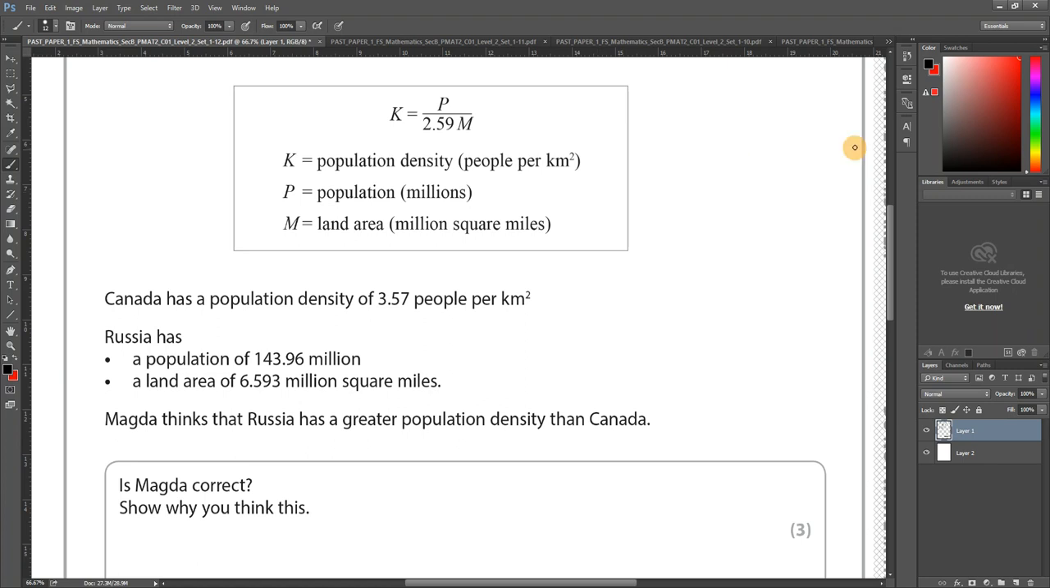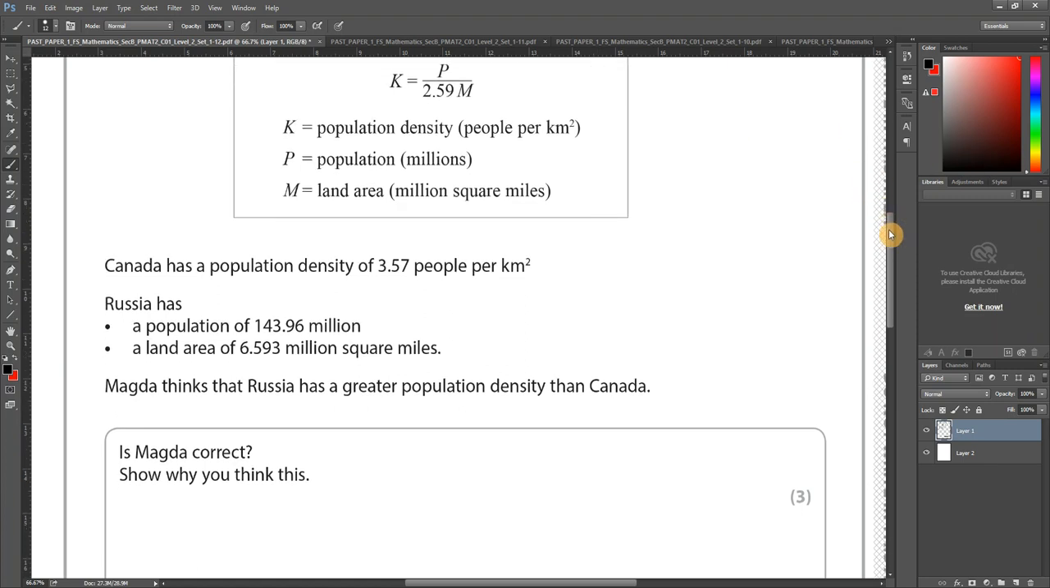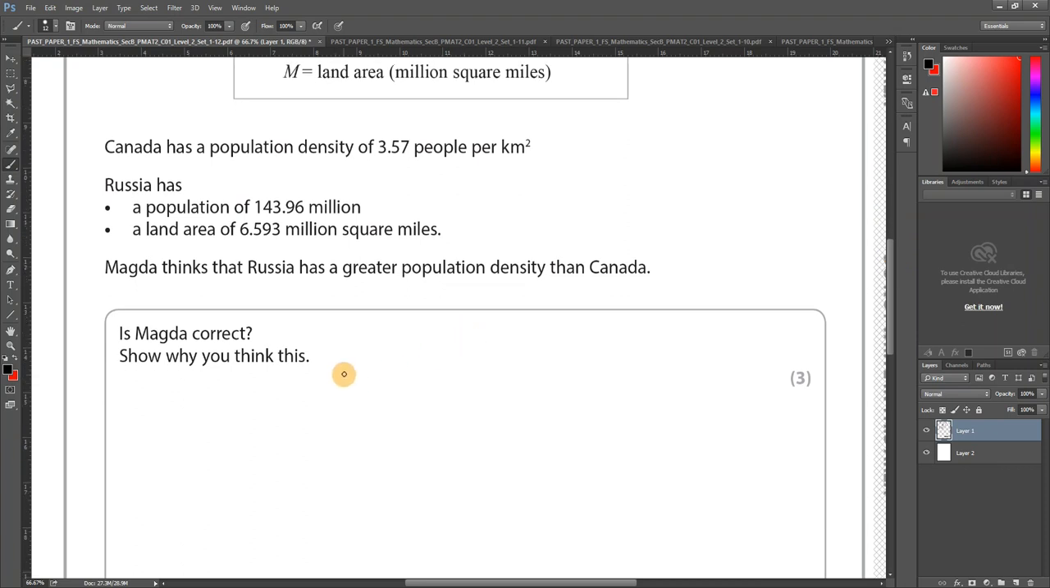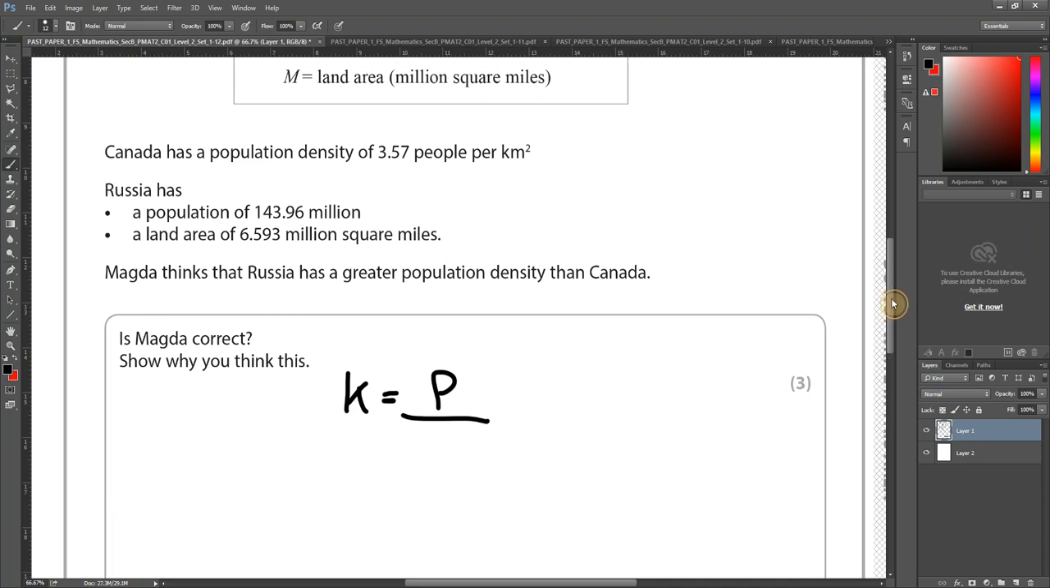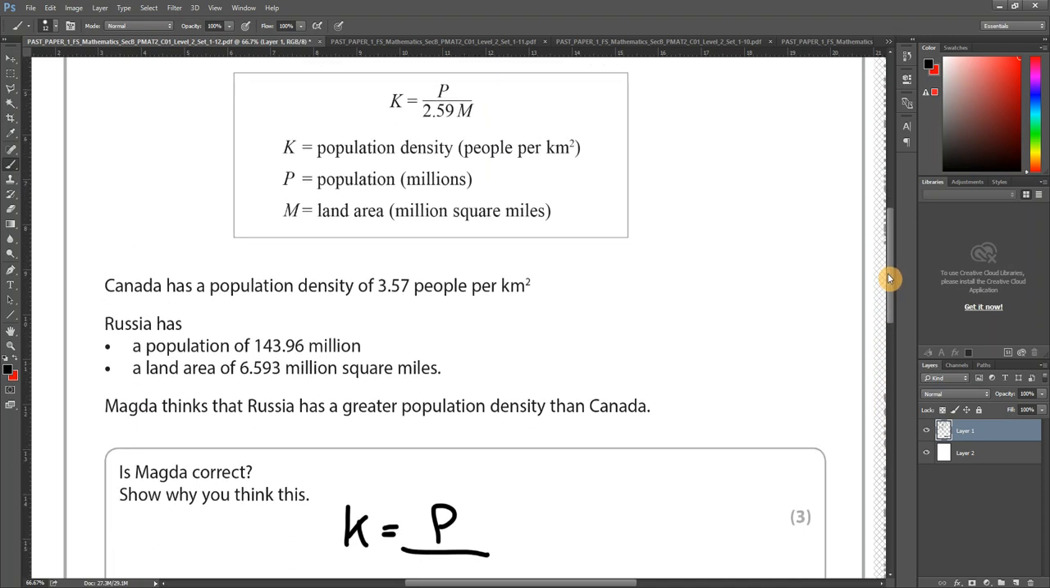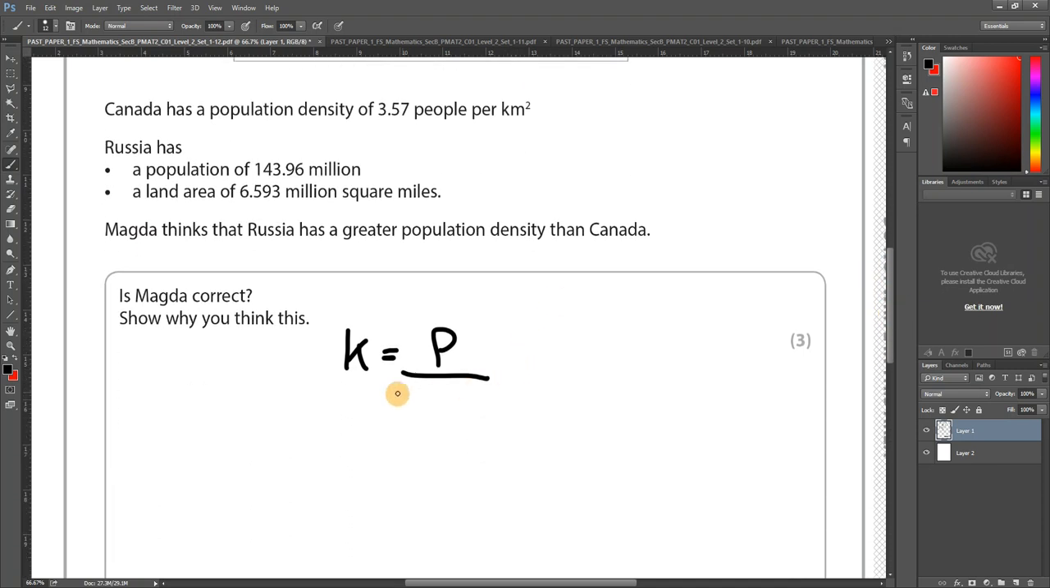K equals, let me write this down. K equals P over 2.59 M. Okay, and hopefully you know that, because you have something side by side like this, there's an invisible multiplication sign here. So whatever M it is, it's multiplying 2.59 at the bottom.